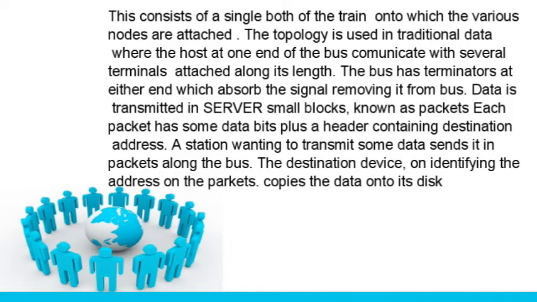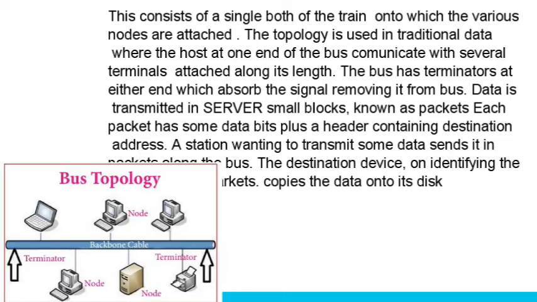Coming to the next type of topology that we have, the bus topology. When I'm talking about the bus topology, it is also called a linear topology. In this, there is a single length of transmission medium onto which the nodes are attached. The topology is used in traditional data communication networks where the host at one end of the bus communicates with the various terminals attached along its length. As you can see in the example, here is the server and different workstations are connected to a single terminator. So that is the basic thing of a bus.